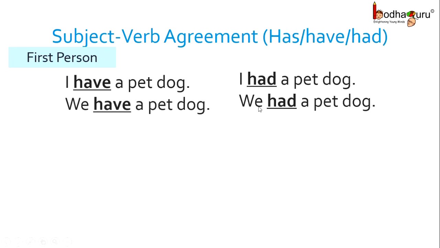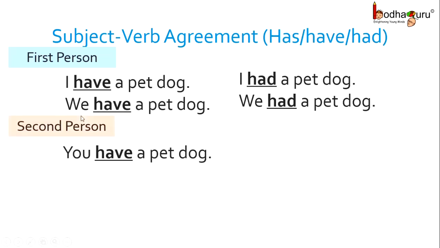We have a pet dog. In present tense, have is used with we. Next, coming to second person. You have a pet dog. This is in present tense. You had a pet dog. So had is used in past tense along with you. So remember, whether it is you as a singular person or as a plural, we have to use have in present tense and had in past tense.